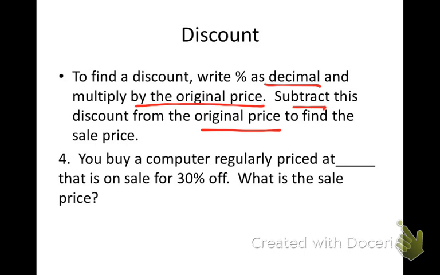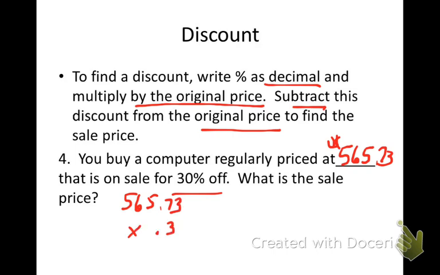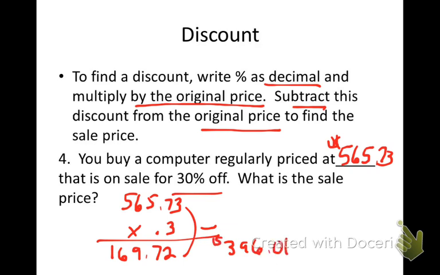So let's say we're going to buy a computer that's priced at $565.73. But we're getting it on sale, 30% off. So we're going to take 565.73. 30% as a decimal is just 0.3. When I multiply those, I get 169. I'm going to go ahead and round it off, 169.72. So that's how much money I'm saving, but if I want to see how much I'm going to have to pay, I'm going to need to subtract these two. And if I do that, I get $396.01. So that would be my actual cost.